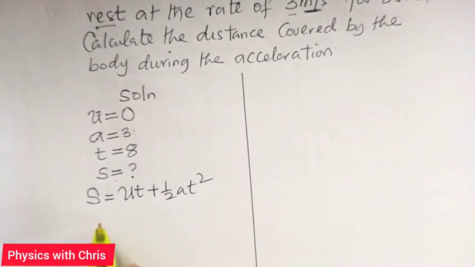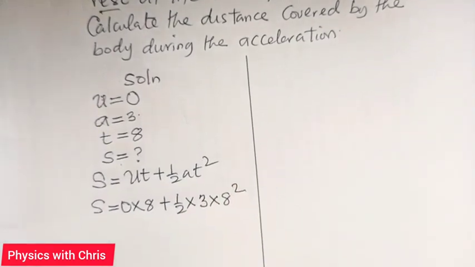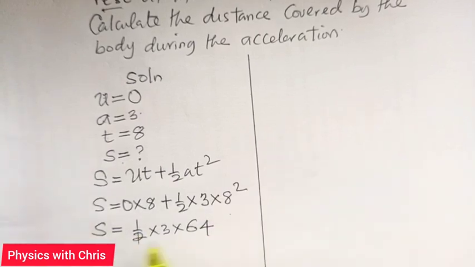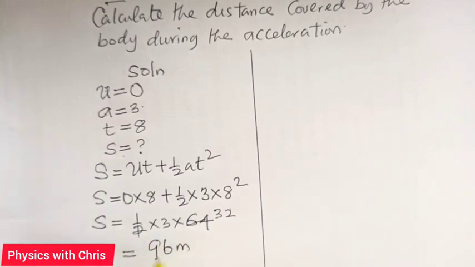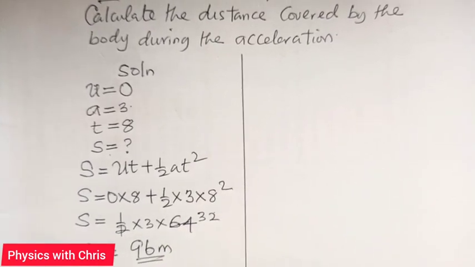So that I have s equals 0 times t, which is 8, plus half times my acceleration, which is 3, times the time, that is 8 squared. So my displacement or distance covered, 0 times this gives me 0. That gives me half times 3 times 64. That is 8 squared. By the time I divide 64 by 2, that gives me 32. Then my final answer is 32 times 3. That gives me 96 meters. So the body covers a total displacement, total distance of 96 meters. Okay, so that's just an example.